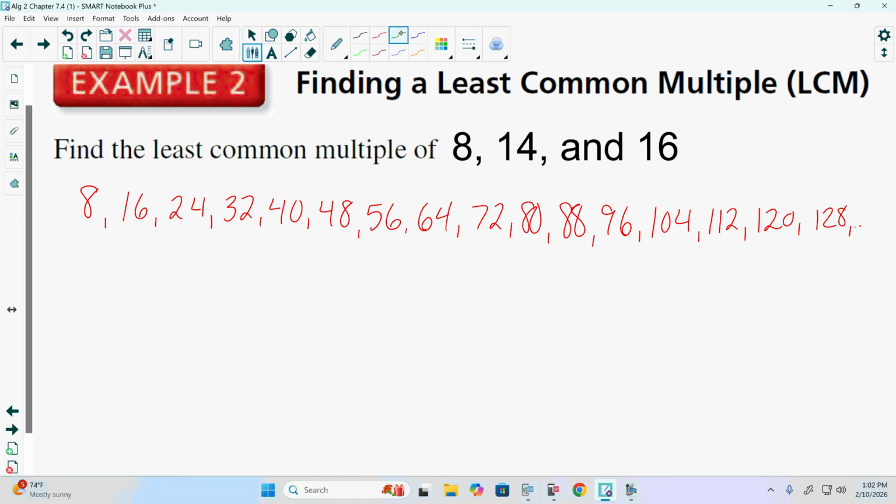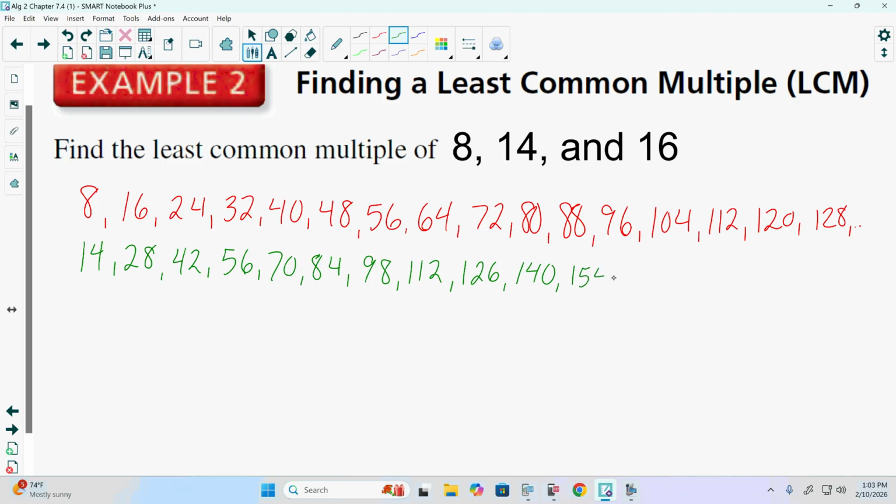Well, I can do the same thing with 14. 14, 28, 42, 56, 70, 84, 98, 112, 126, 140, 154, 168, 182, 196, 210, and it just keeps going on from there, yes?